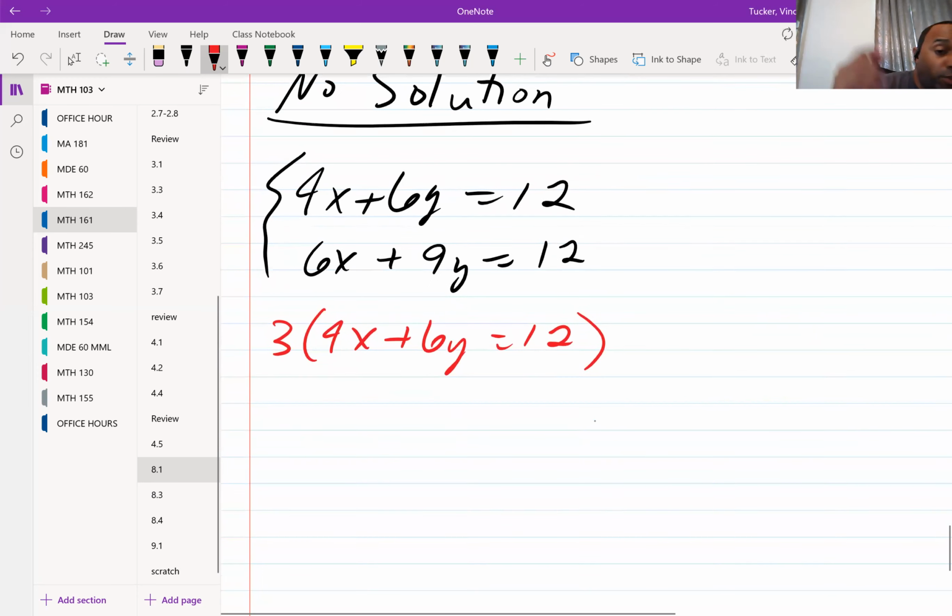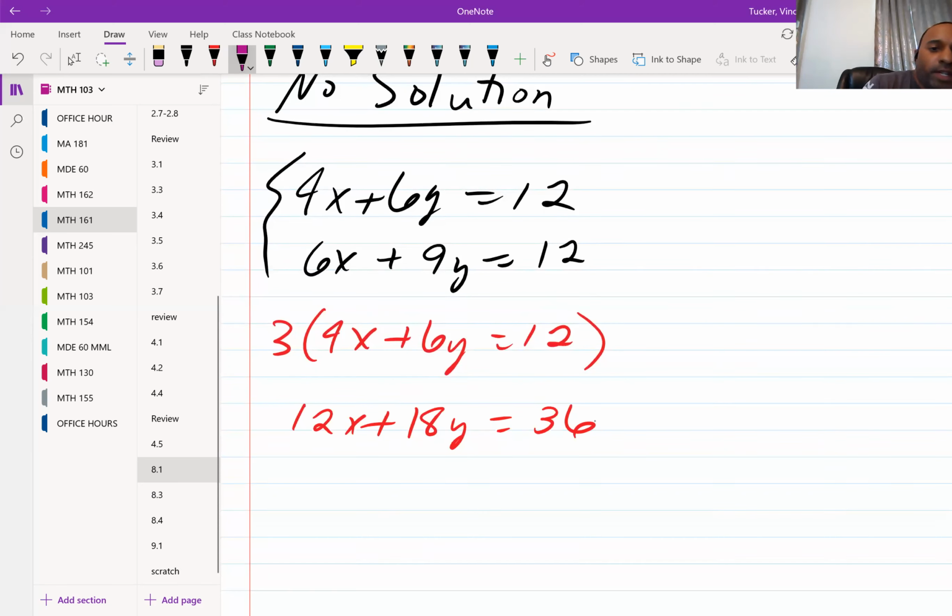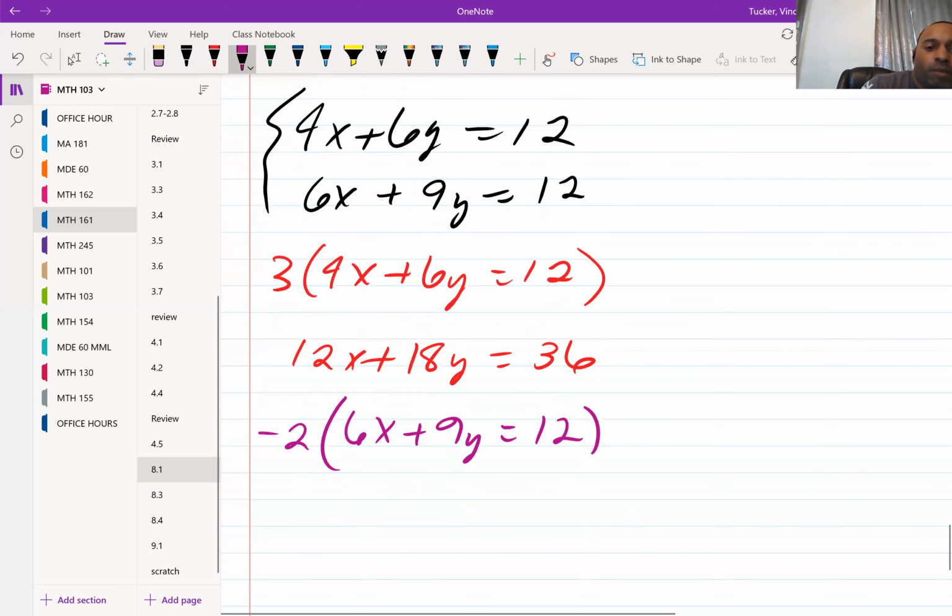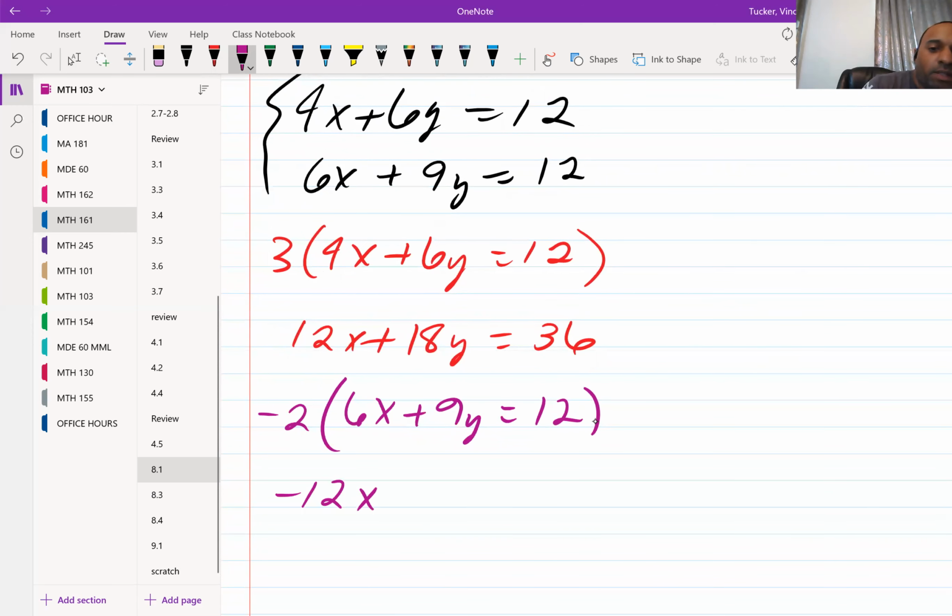And remember, whatever you do to one, you have to do to all terms. So that's going to be 12x plus 18y equal to 36. And then the next one, I'm going to multiply each term by -2. All right, multiplying times -2, that gives me -12x minus 18y equal to -24. Once again, we did negative because we had to get a -12. Or I could have used -3 right here and got my -12 and then use +2 right here. Just that one of them has to be negative, the other one has to be positive.